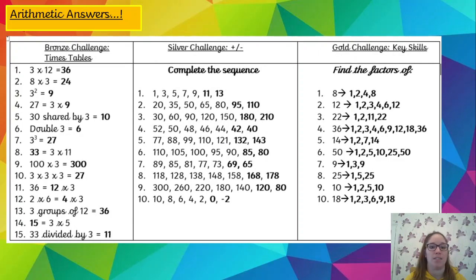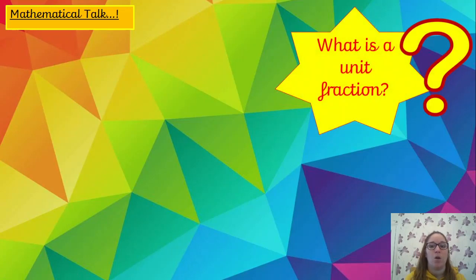Okay, so here are your answers. The ones that are probably going to be the trickiest is the sequencing, but once you've worked out what the intervals are, you should be able to continue with those. Okay, and your factors are of course the numbers that you can multiply by. So you can multiply to get to 8, you can multiply 1 by 8 or 2 by 4. Okay, good job.